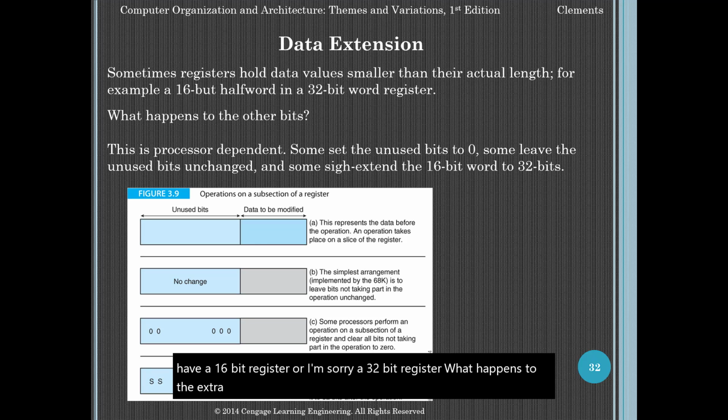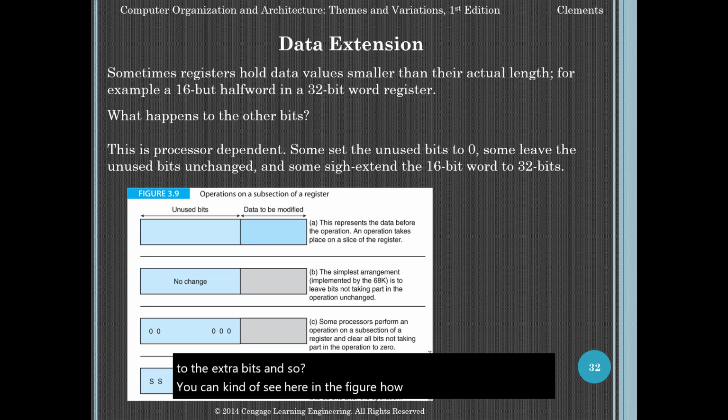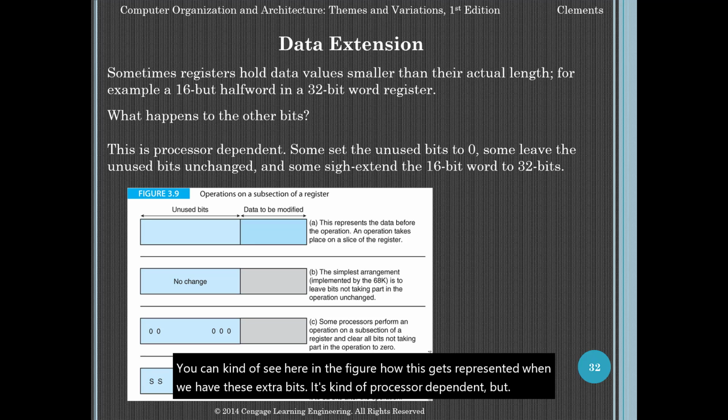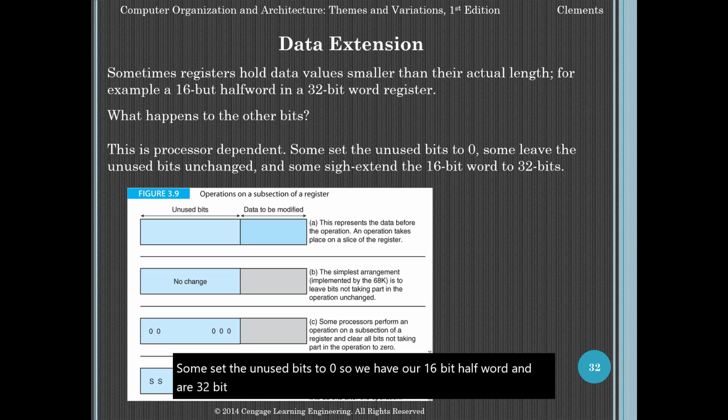And so you can kind of see here in the figure how this gets represented. When we have these extra bits, it's kind of processor dependent, but some set the unused bits to 0. So we have our 16-bit half word in our 32-bit register. 16 bits contain the half word, the other 16 bits are set to 0. Some leave the unused bits unchanged, and then some extend the 16-bit word to 32 bits, which is extra odd.